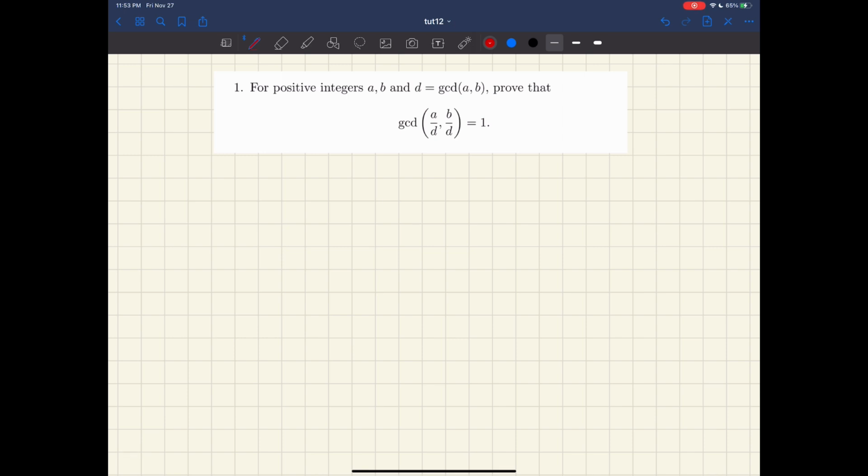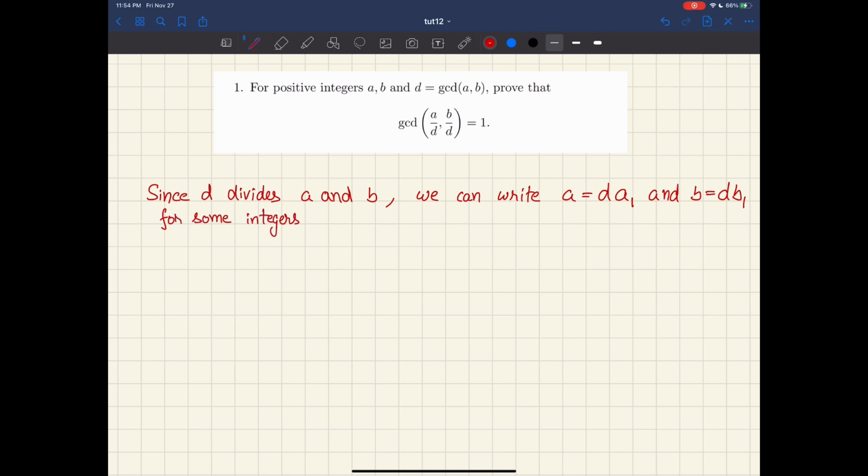Now the first question is: for positive integers a and b, we are given that d is the greatest common divisor of a and b. So we have to prove GCD of a by d and b by d is 1. Since d divides a and b, we can write that a is d times a1, a1 being some integer, and b is d times b1, and b1 is some other integer.